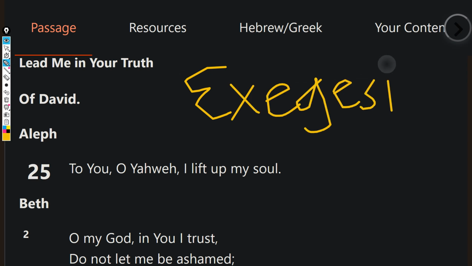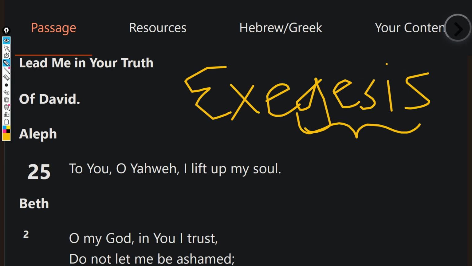Exegesis. I know, beautiful words here. Exegesis surprisingly has nothing to do with Jesus. It sounds like it, but it doesn't. It's a Greek word, exegetic. I don't know if it's exegetical or exegetical. I don't know. But to exegete is to explain.